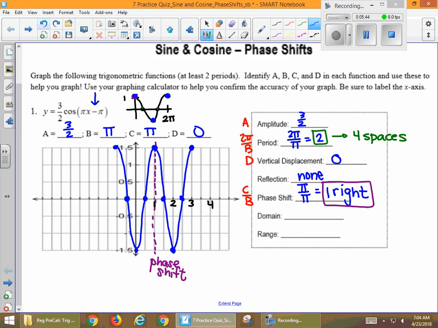The domain is all reals. We use negative infinity to infinity. And the range is -1.5 to 1.5.